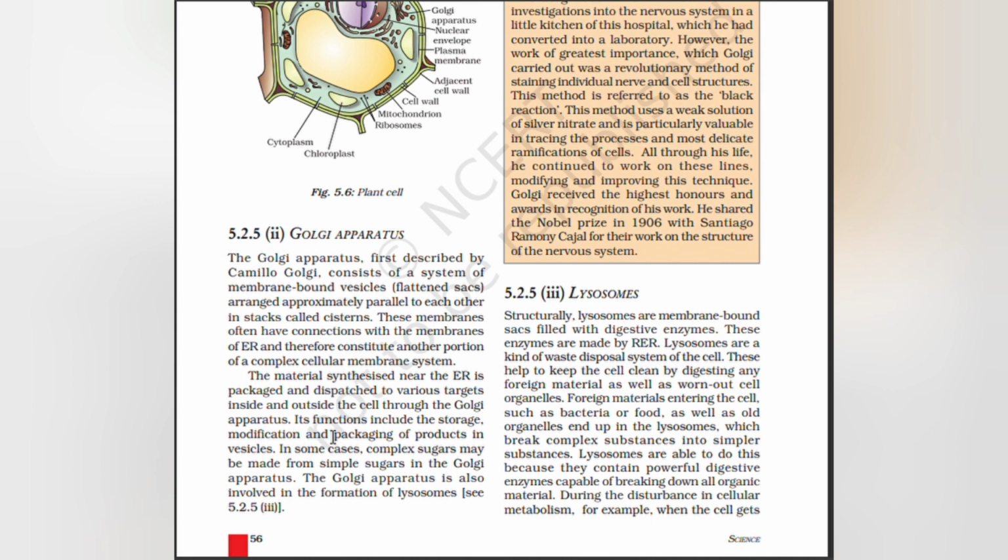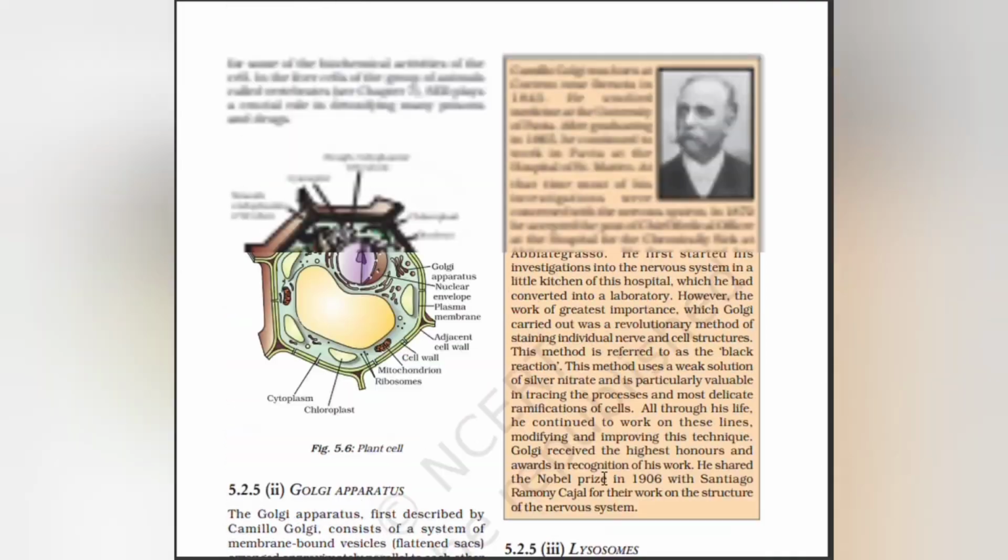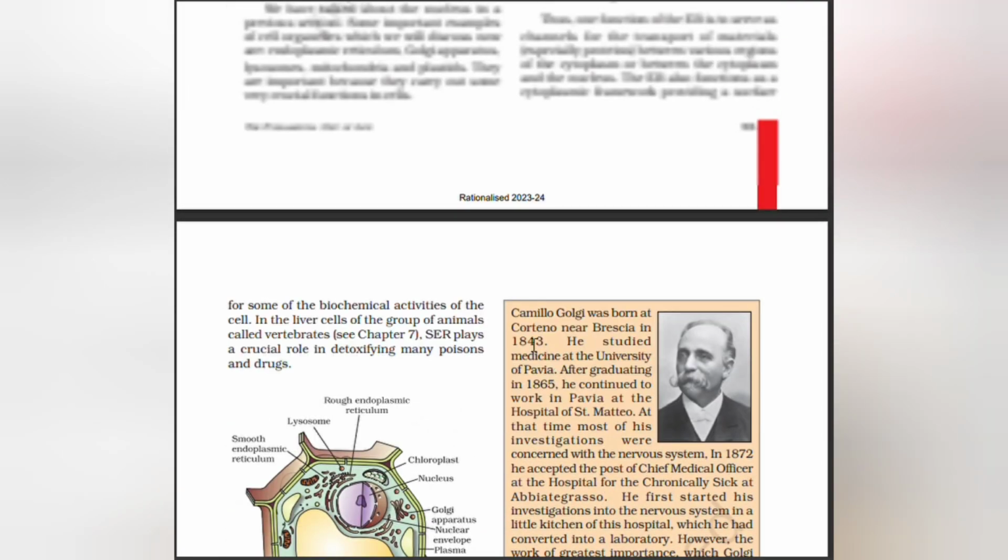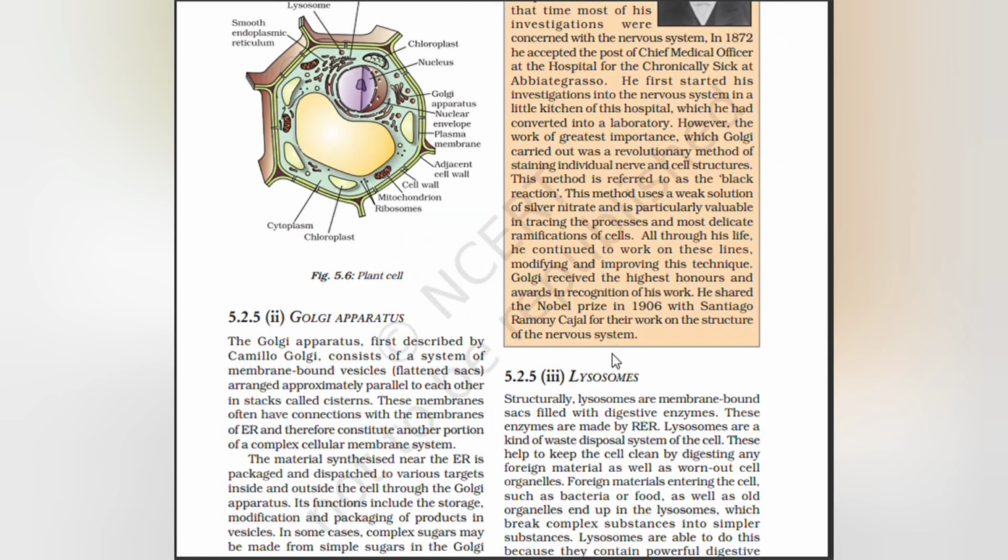Material synthesized near the ER is packaged and dispatched to various targets inside and outside the cell through the Golgi apparatus. Its functions include the storage, modification, and packaging of products in vesicles. In some cases, complex sugars may be made from simple sugars in the Golgi apparatus. Golgi apparatus is also involved in the formation of lysosomes. Camillo Golgi was born at Corteno near Brescia in 1843.